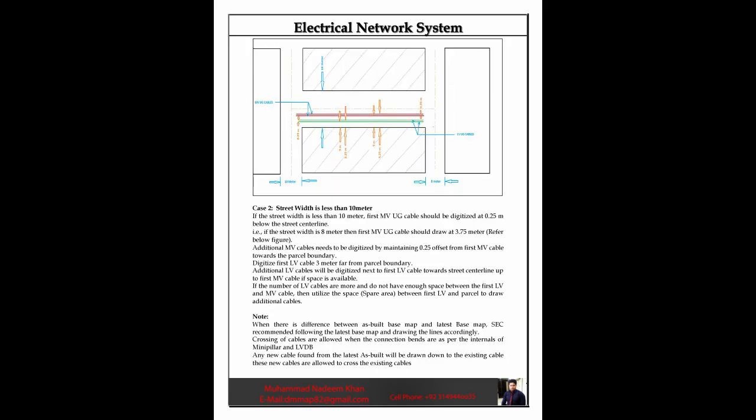Case 2, street width is less than 10 meter. If the street width is less than 10 meter, the first MV-UG cable should be digitized 0.25 m below the street center line. That is, if the street width is 8 meter, then the first MV-UG cable should be drawn at 3.75 meter. Refer to the figure below.